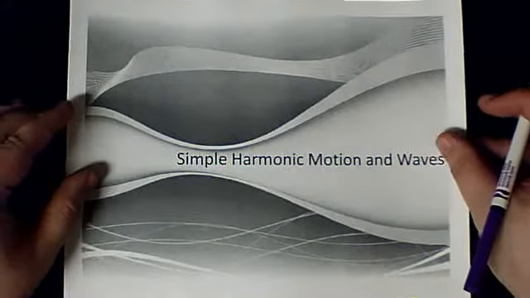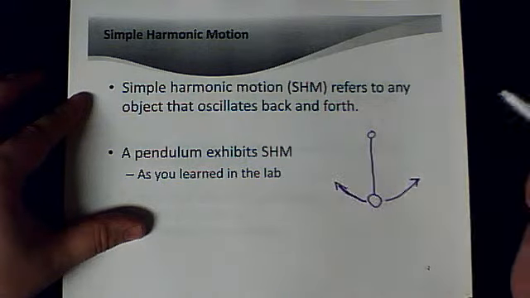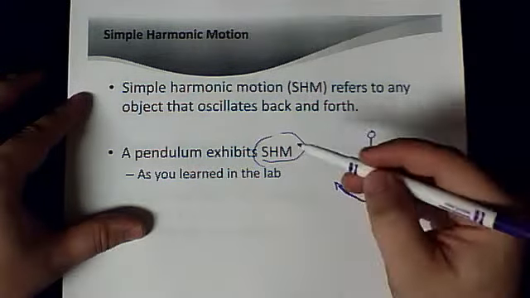Simple harmonic motion and waves. Some of this is going to be review from what was in the video that you watched yesterday. Simple harmonic motion, we talked about this a little bit before the break, refers to any object that oscillates back and forth. So, as you learned from the lab, we did a little pendulum, and the pendulum swings back and forth. So they go back and forth, and it oscillates. And as we learned in the lab, it exhibits simple harmonic motion.